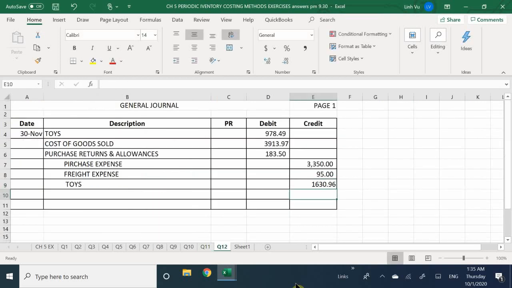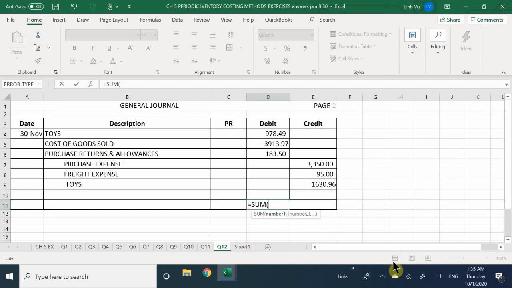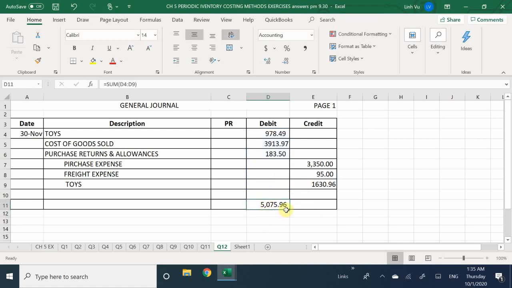Okay. Now, of course, we're going to make sure that our debits match our credits. So I'm going to sum up my total. So I have a total of $5,070.96, and I got $5,075.96 on both sides. Okay, and that's how you do Chapter 5, looking at all three methods.